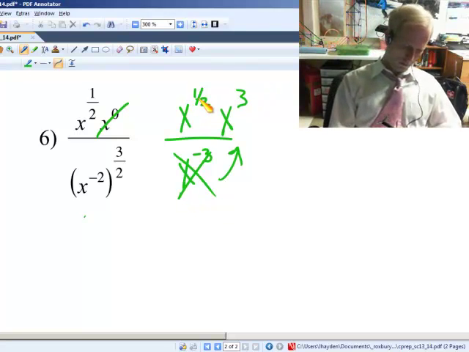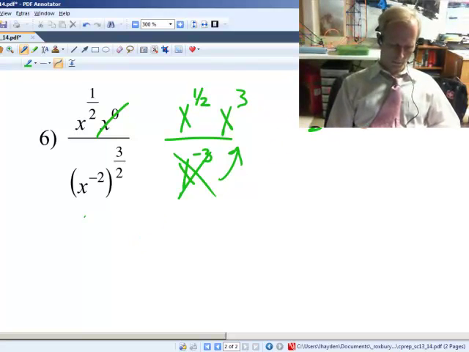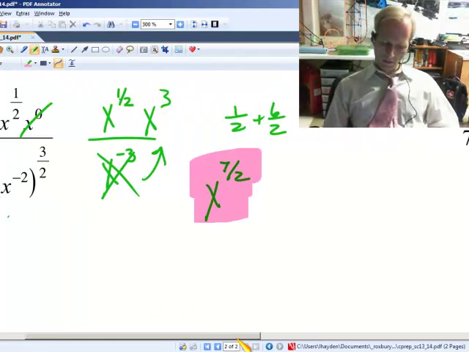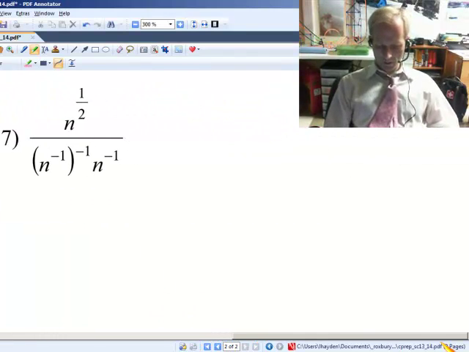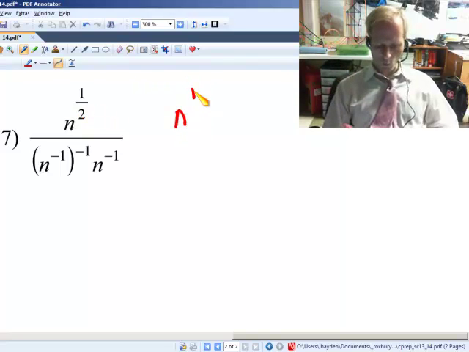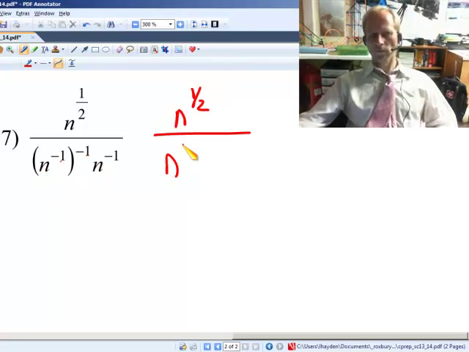Okay, and the last one. Alright, so I get n to the 1 half, then I get n to the negative 1, it's power of a power, another negative 1. Okay, now I'm going to keep the base and add the exponents in the denominator. It's going to give me n to the 0, which of course is 1, and I'm left with my result.